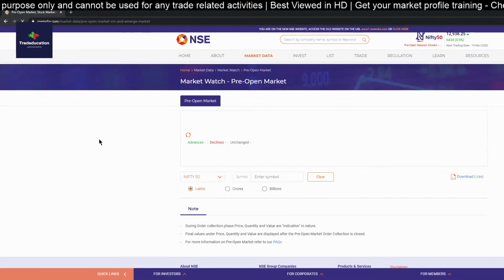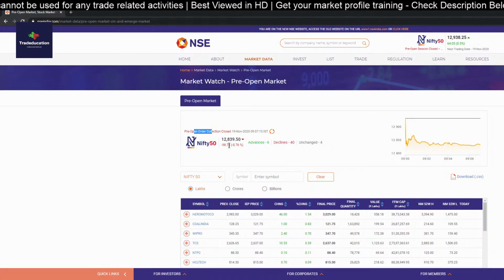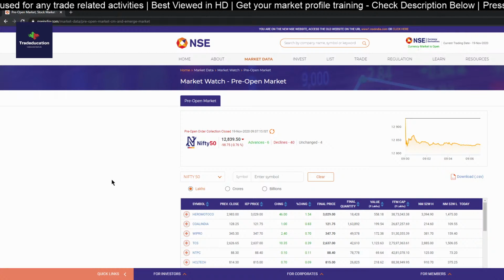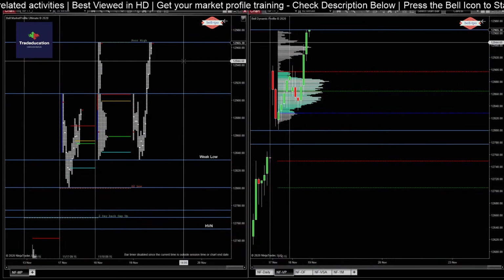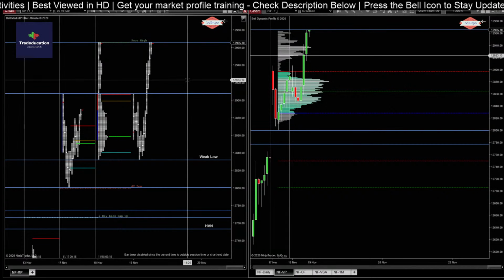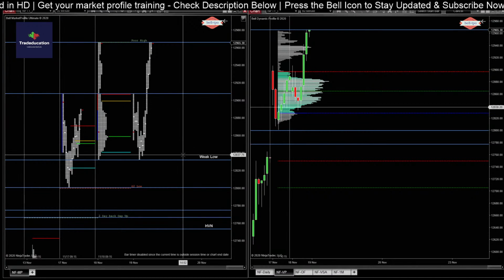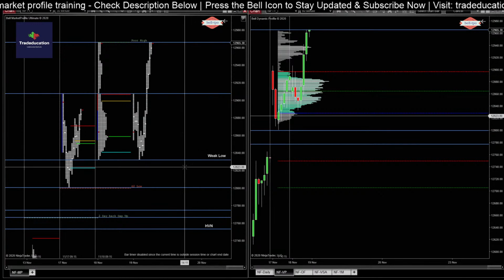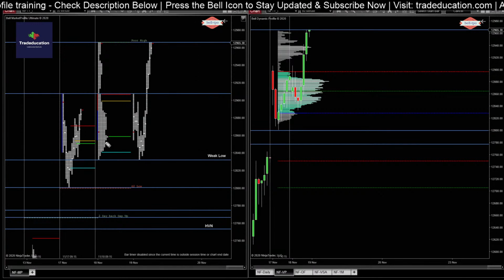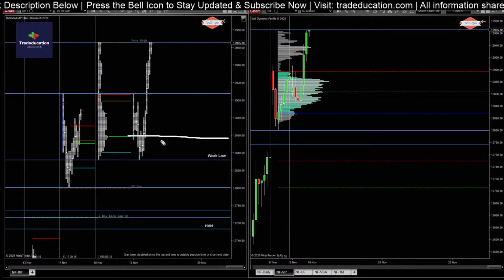What is the pre-open market session? Today is 19th of November. The auction has closed and around 100 points is where the auction is going to open. So around the weaker lows is where the auction is showing that it will be opening today. Okay, so I'll mark the POC of yesterday as an immediate reference. So this is where the auction is going to open.